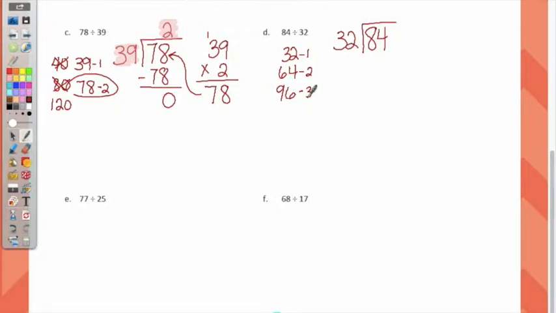So which number is closest to 84? 64. Okay. Is 20 okay for remaining? How do you know? It's because dividend, divisor. And if you can't remember divisor, you can just say 20 is less than 32. Okay? What do I highlight? 2 and 32.